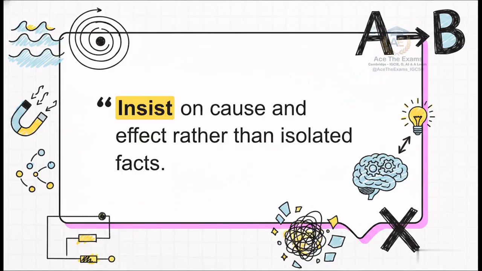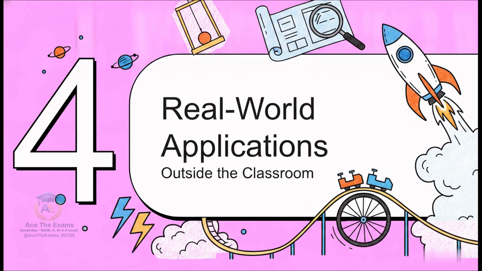If Sam just memorizes that wavelength goes down, a slightly reworded exam question asking why it happens will trip him up completely. By insisting on cause and effect, you build an unbreakable chain of logic in your answer. You are improvising within the structure, just like our jazz musician. You can adapt to literally anything the Cambridge examiners throw your way. Let's step into Section 4, Real-World Applications.